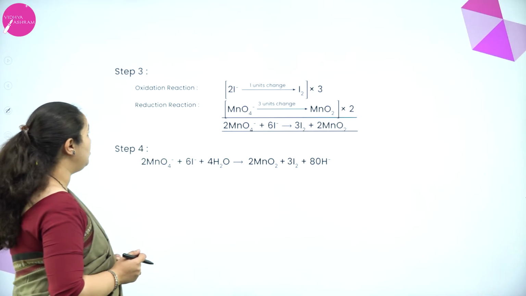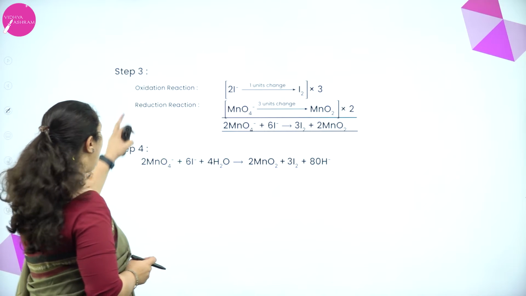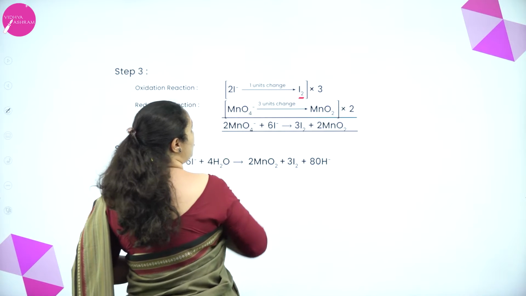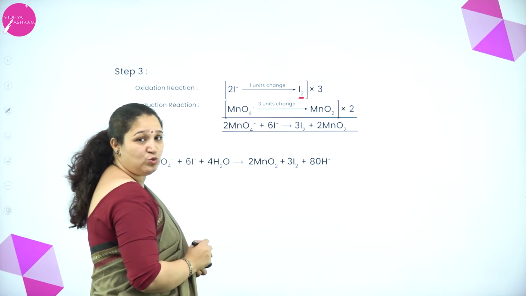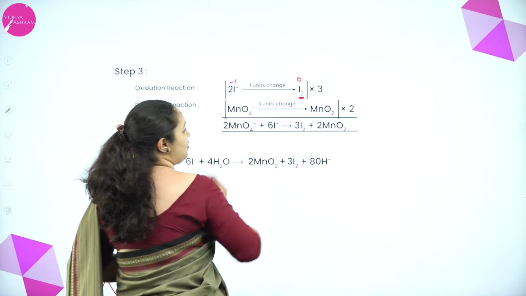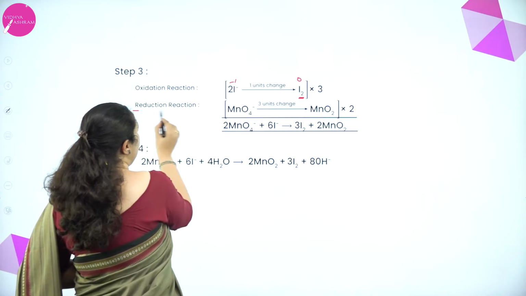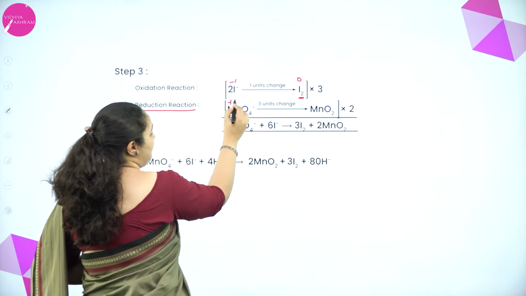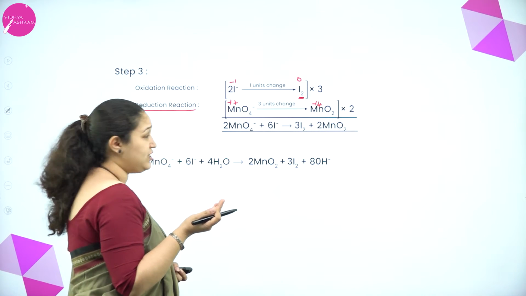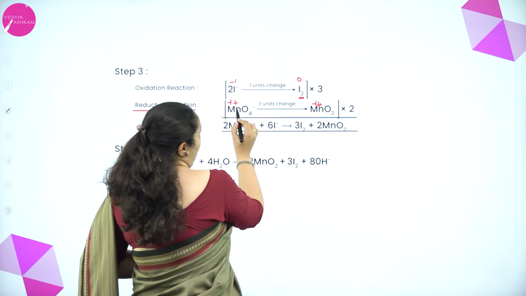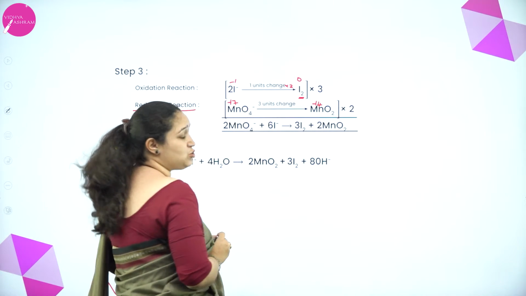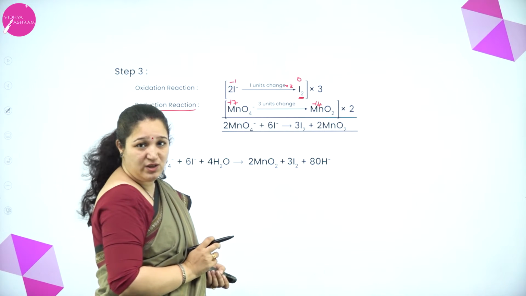Next, what we are supposed to do? Separate them and write. So oxidation reaction, minus 1 to I2, 2 iodine atoms are there, so I have used the number 2 to balance. Then minus 1 to 0, 1 unit change, so I have written 1 unit change. Similarly, reduction reaction, it is from plus 7 state to plus 4 state. So it is 3 units change. Also, here you need to remember the previous one is 1 unit change into 2, that is 2 unit change, and here it is 3 unit change.